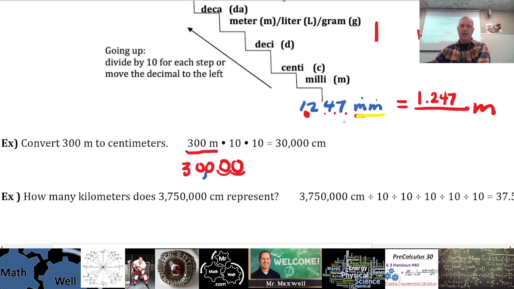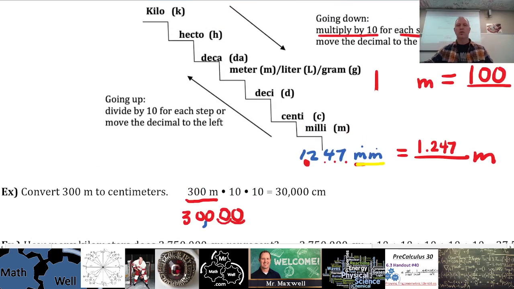Okay. All right, so here's another example that's on your paper here. How many kilometers does 3,750,000 centimeters represent? Okay, so 3,750,000 centimeters, that's a lot of centimeters, okay? So how many kilometers is that? Well, if you use the staircase, it's super easy.